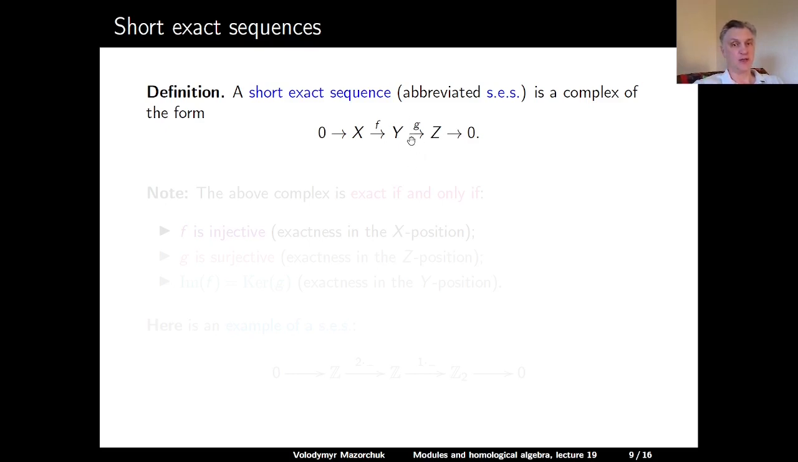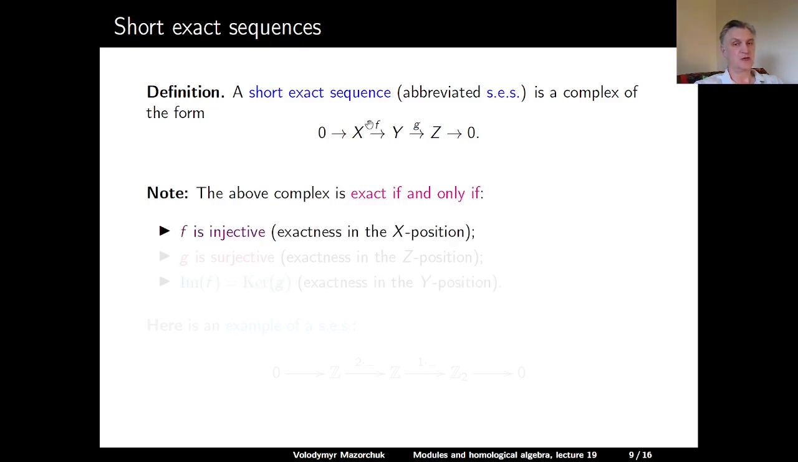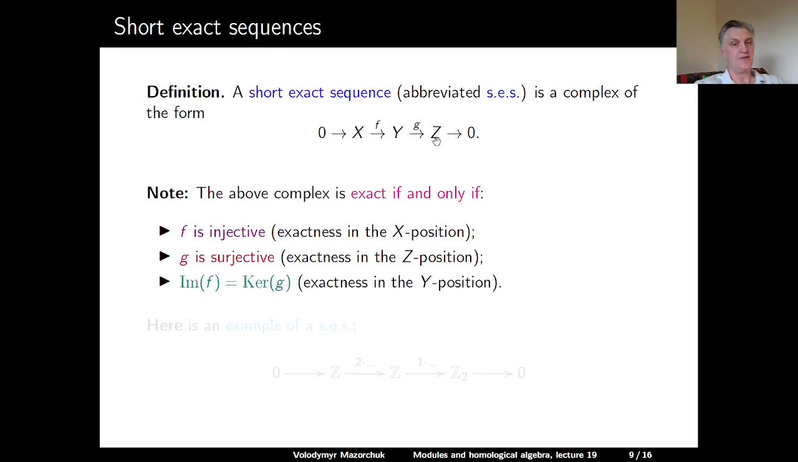Note that this is a complex if and only if the image of f belongs to the kernel of g. So the composition of g after f should be 0. And this complex is exact if and only if f is injective. So this is exactly the claim that this complex is exact at the position of X. Then g should be surjective, so this guarantees exactness in the position of Z. And finally, the image of f should coincide with the kernel of g. This provides exactness in the position of Y.